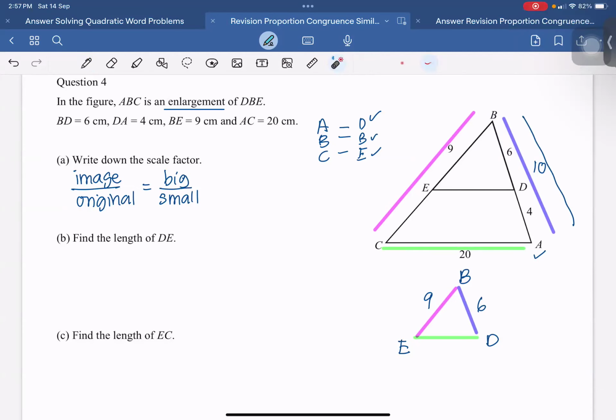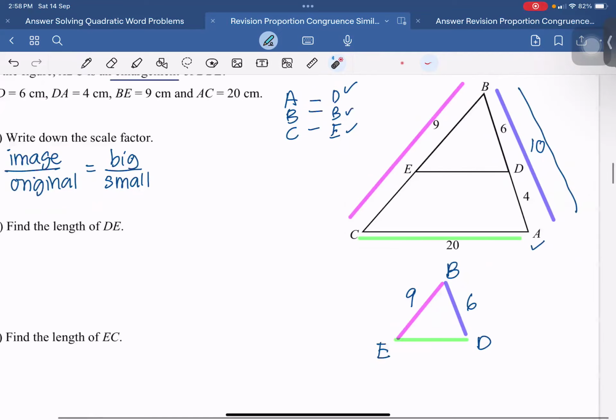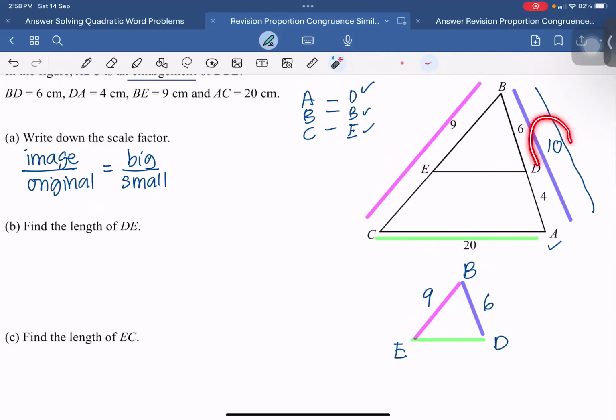So out of these, I have the pink, the blue, and the green. Which of them have a pair of numbers? The numbers that I have, this one, right? 10 and 6, correct or not? So I take which one over which one? The big over the small. I choose this part. 10/6. So 10/6. Simplify, keep it as 2/5.